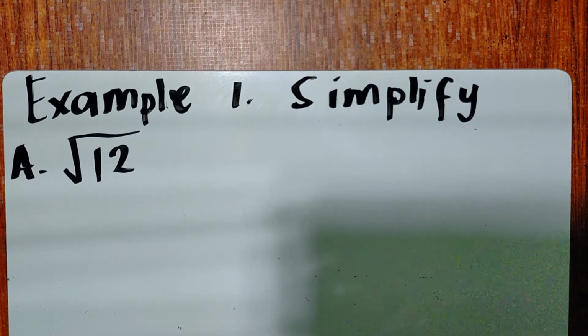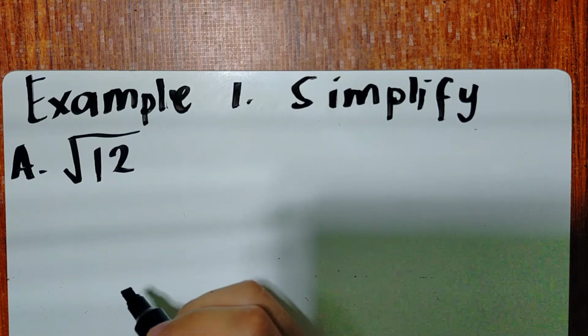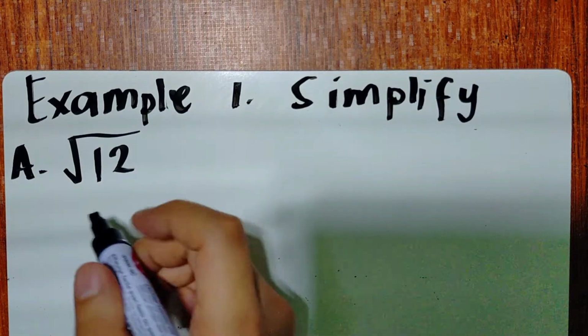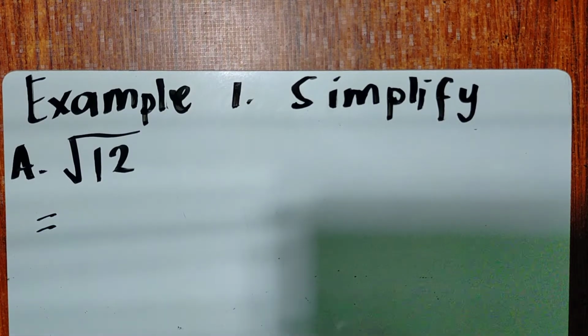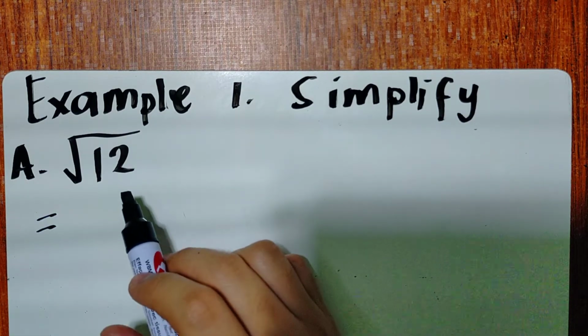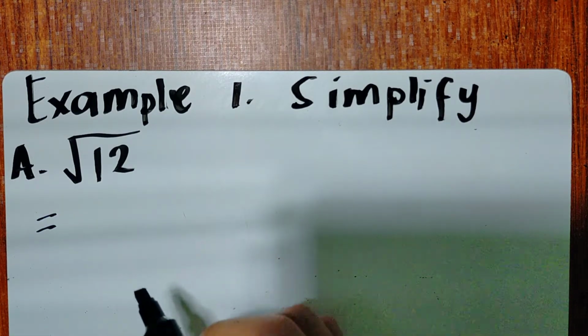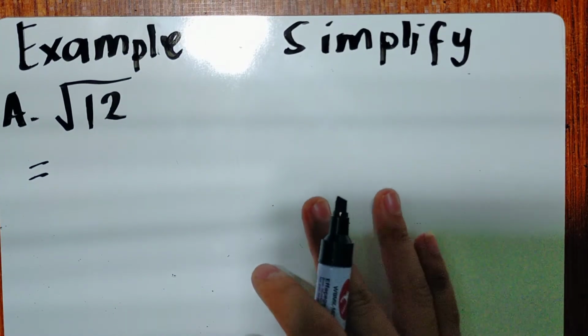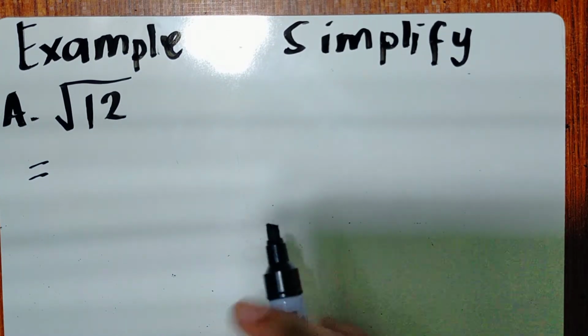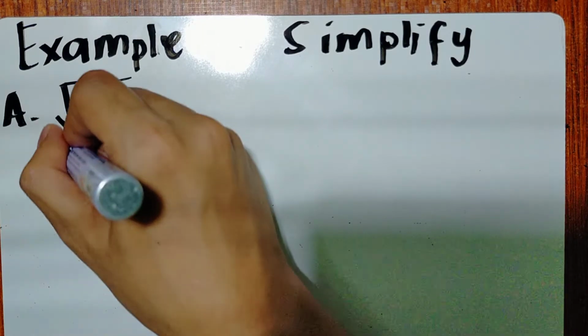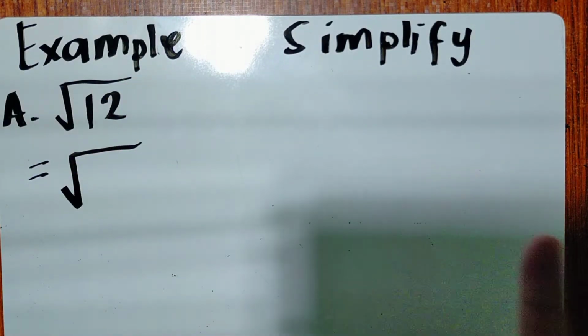Okay, so let's have an example. Example number 1, let's simplify the given. For example, in letter A, square root of 12. So, how are we going to simplify this kind of given? Since square root of 12 is not a perfect square, we have to look for the factor of the given number. So, that is the factor that has a perfect square.